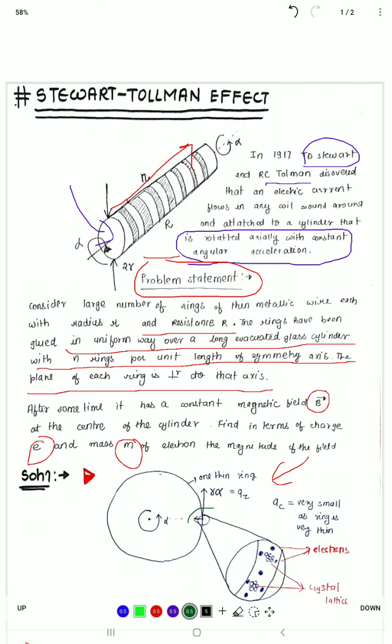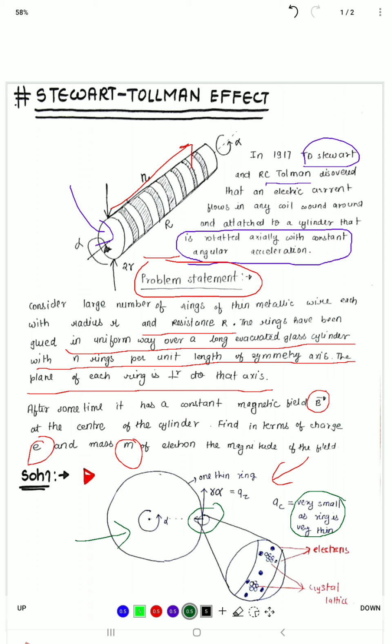To solve the scenario, we consider the cross sectional view of the cylinder. Since it's moving with alpha, consider all the electrons and the crystal lattice in one ring. Centripetal acceleration will be very small, as the ring is very thin, because centripetal acceleration depends upon the mass, and the mass of the ring is very low. As shown in the vector notation, r alpha is much greater than a_c. So we'll just consider r alpha and no centripetal acceleration.